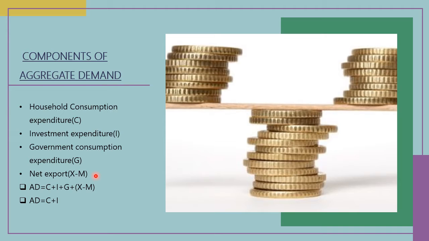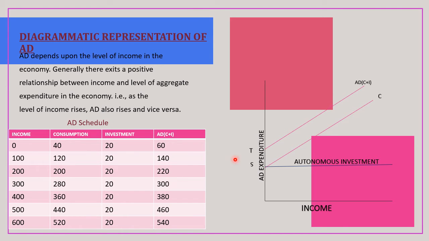But நம்ம படிக்கிறது வந்து 2 sector தான். So only household and investment expenditure. These two are the most important components. That is, aggregate demand equals consumption plus investment. So this is it. நம்ம படிக்கிறது இந்த chapterல வந்து 2 sector economy, 2 sectorல தான் நம்ம பார்க்க போறோம். But components of aggregate demand கேட்டா you have to write these 4 headings and you have to explain these 4 headings in detail.